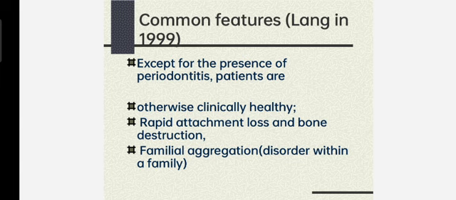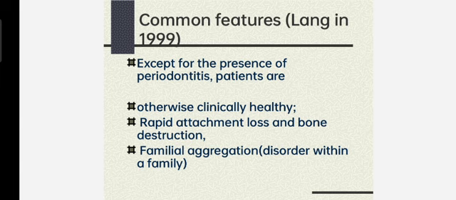If we see a patient at a very young age with mobility of teeth and severe bone loss with very little plaque accumulation, the first and most important question we should ask the patient is whether the patient is suffering from diabetes mellitus or any other systemic condition. If the patient says yes, he or she is suffering from some medical disease, then the patient will not be called aggressive periodontitis. So the most important thing is that the patient should be otherwise clinically healthy.